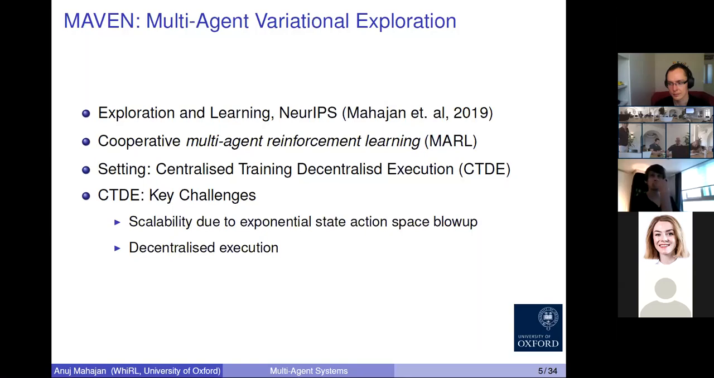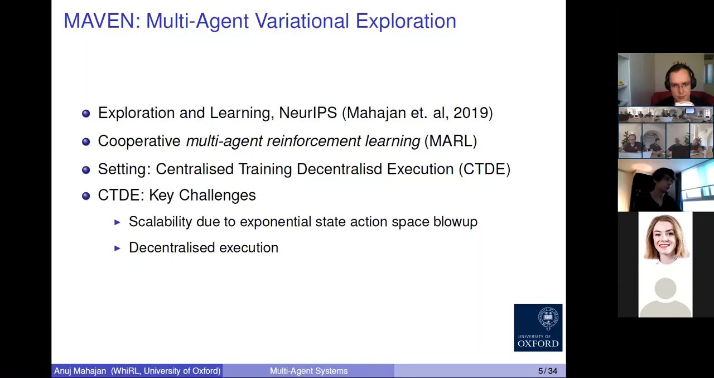The setting, more specifically, is that of centralized training and decentralized execution. The agents are trained in a controlled environment where they have access to the states of each other, either through a centralized entity or they can communicate. But during execution time, they have no access to the states of other agents. They can just observe them if they are within the observation range. Otherwise, they have to be completely reliant on their own reasoning about the other agents. As I mentioned before, the key challenge for this setting is that you need to be scalable because of the exponential state-action space blow up and the fact that it's a decentralized execution scenario.